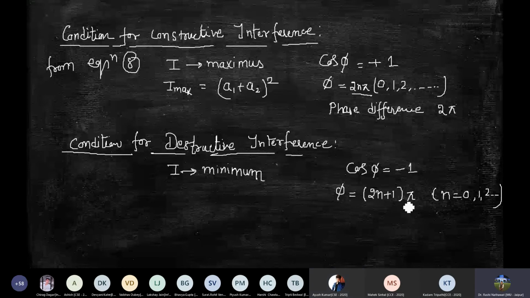What is the value of phase, and what is the value of intensity? Throughout your optics course, you should remember these values. If you have a clear concept of these values, then there will be no numerical that you cannot solve.